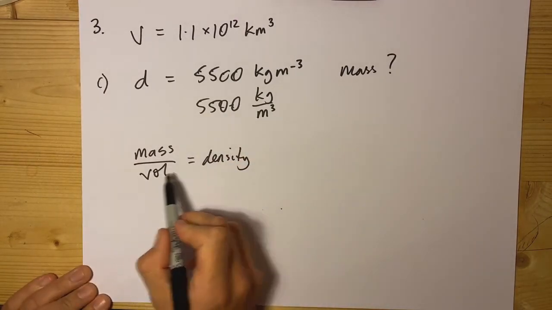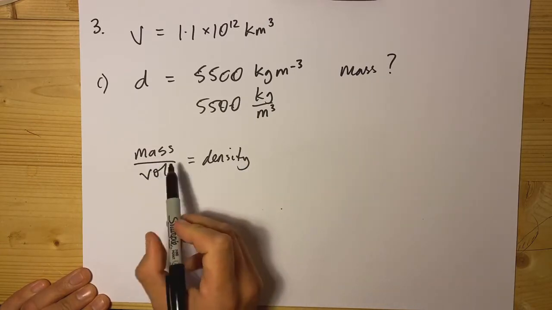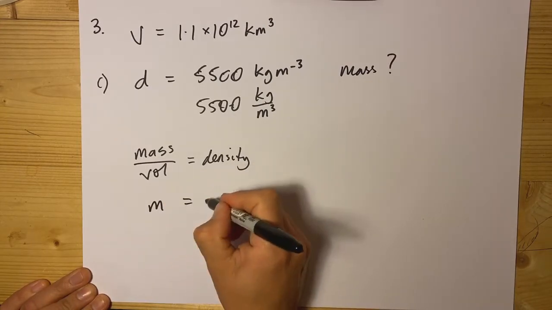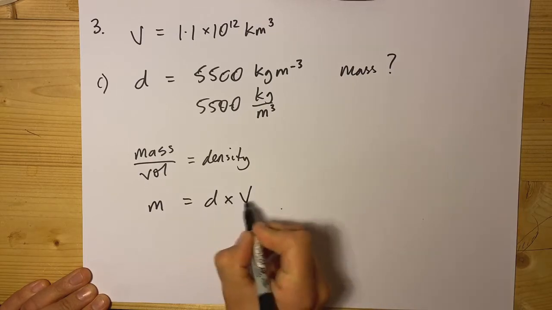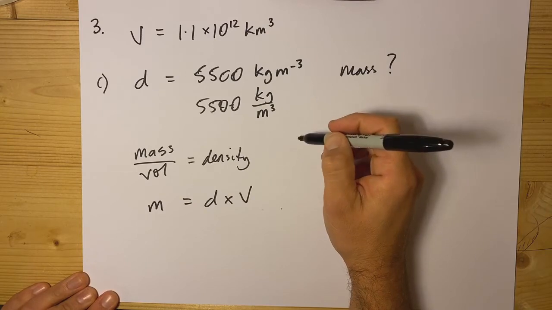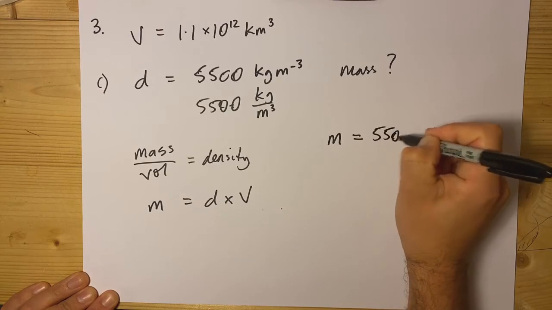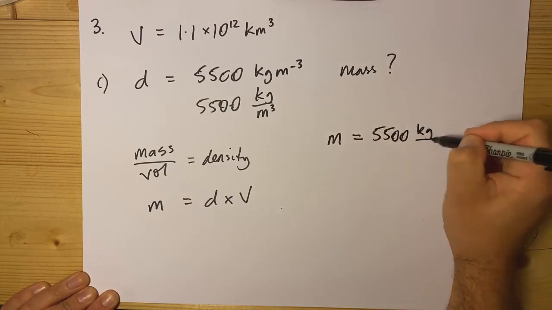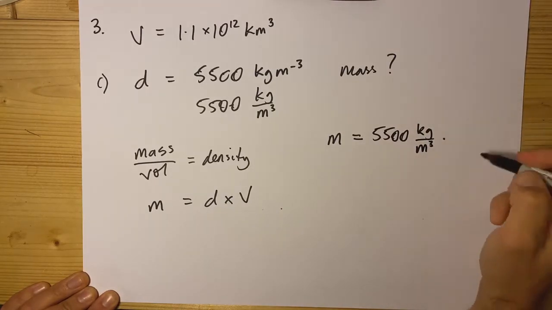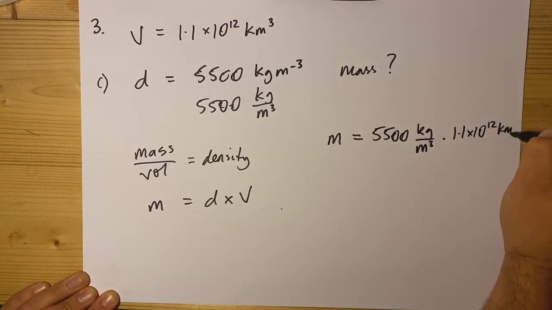Okay, so if we want to rearrange this to make mass the subject, we just multiply both sides by volume. Then the volume here will disappear and we'll be left with m for mass equals d times v, density times volume. Okay, let's come back and think about our numbers now. So mass is going to equal our density, 5,500 kilograms per meter cubed, times, we can use a dot in place of times, our volume, which is 1.1 times 10 to the 12 kilometers cubed.